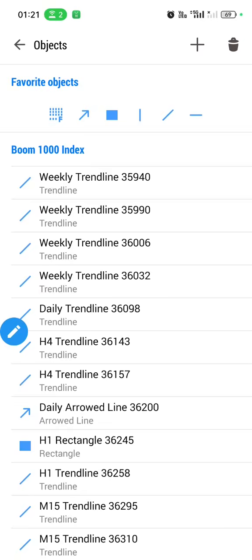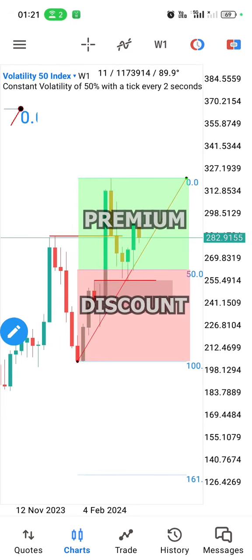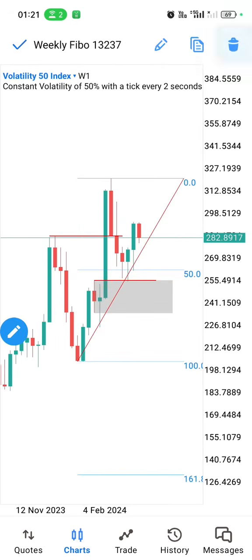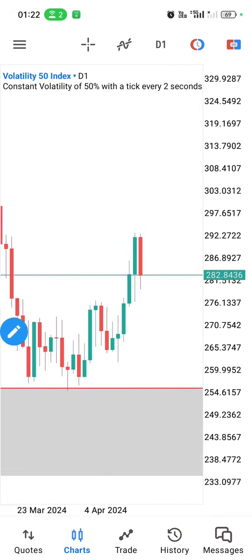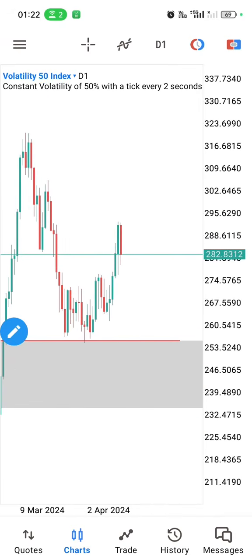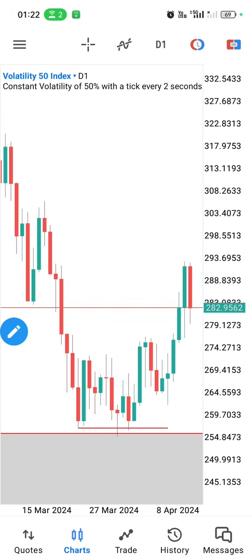It might shoot up to the buy side liquidity. If we stretch our Fibonacci, we can see that it also went into the discount to collect some liquidity and also hit the reference point, and now it's shooting up. And on the daily, there's a different story, but first let's see what supports the weekly.